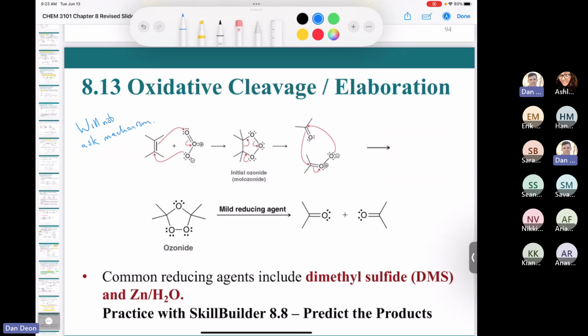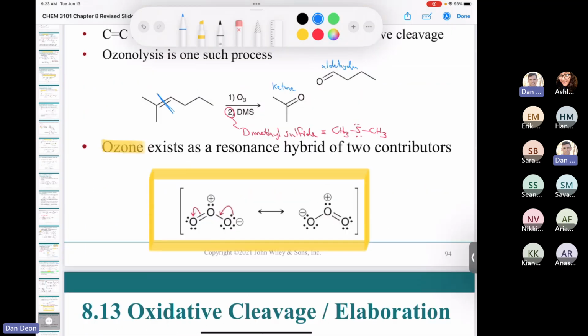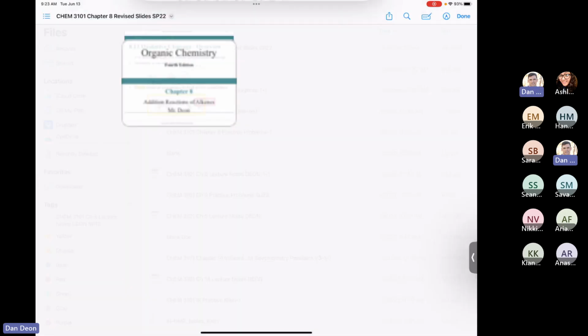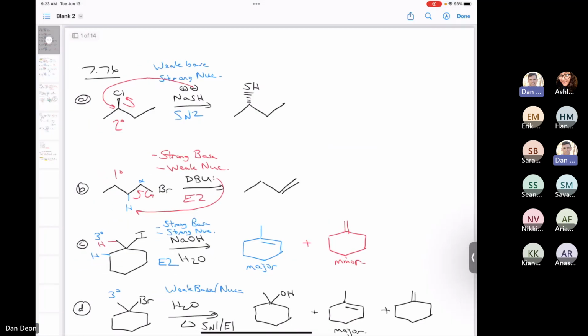The formation of the molozonide and then the ozonide, I don't cover that. The only thing that you would want to know is that besides using DMS as a reducing agent, you can also use zinc and water. So I'm going to pencil that in here. So for step 2, you could use zinc and H2O, like that. So let's go over to a blank document here, just for a sec.